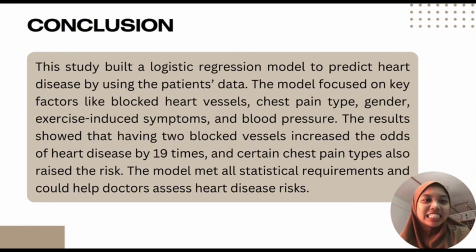In conclusion, the study built a logistic regression model to predict heart disease using the Cleveland data. The model focused on key factors like blood vessels, chest pain type, gender, exercise-induced symptoms, and blood pressure. The results show that having two blood vessels increased the odds of heart disease by 90 times, and certain chest pain types also raise the risk. The model met all statistical requirements and could help doctors assess heart disease risk.